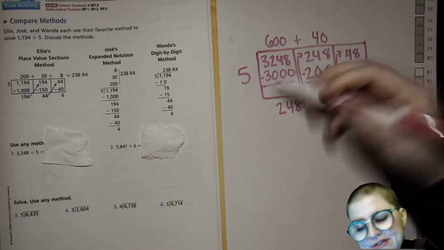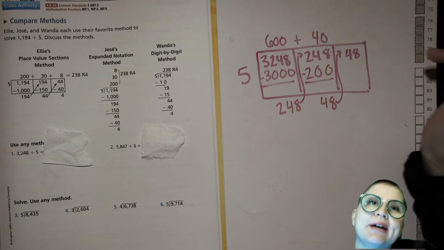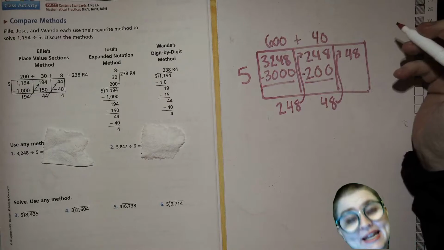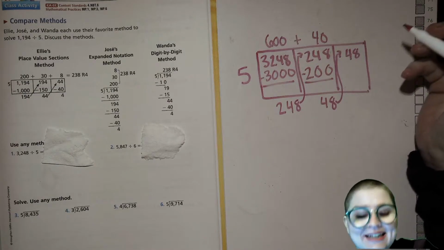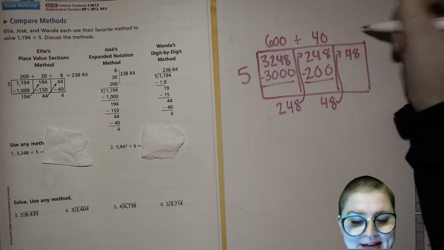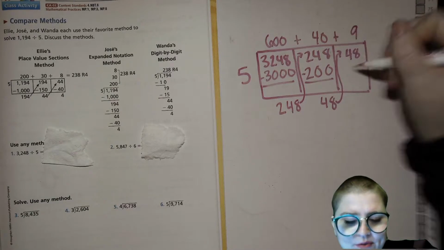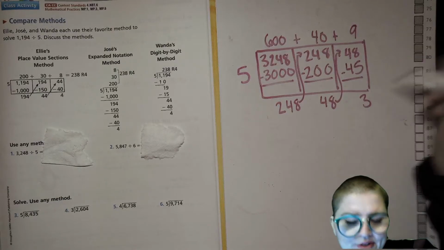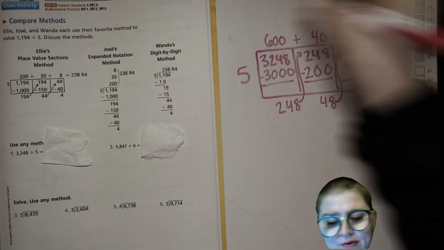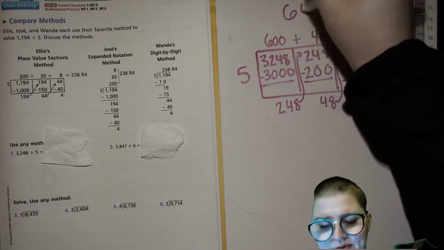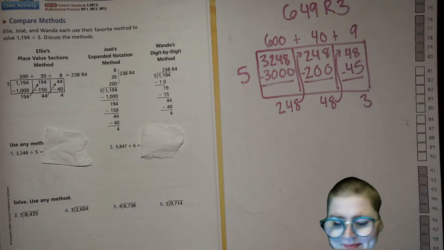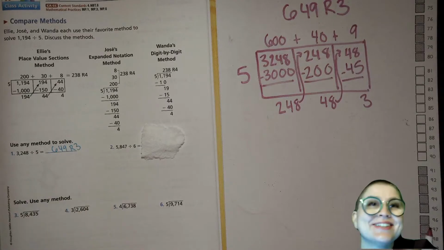and then we'll ask ourselves, how many ones do we multiply by 5 to get close to but not over 48? If we did 9, then we'll get 45, and we'll subtract, and we'll find the difference is 3. We'll put all that together, 649, remainder 3. And that is what I have over here as well. Okay.